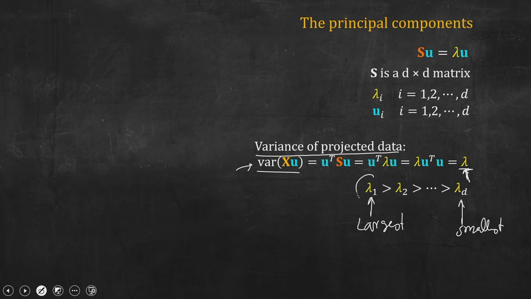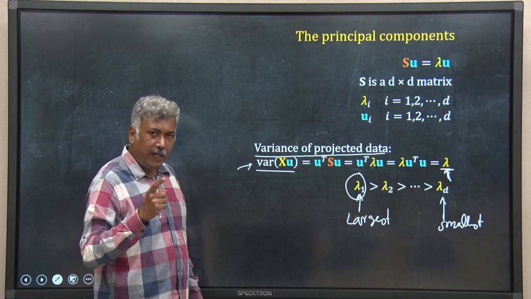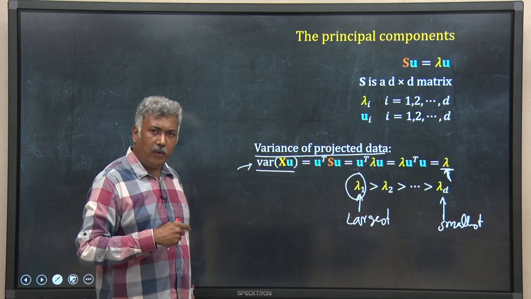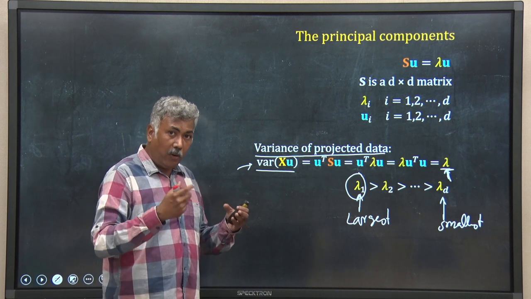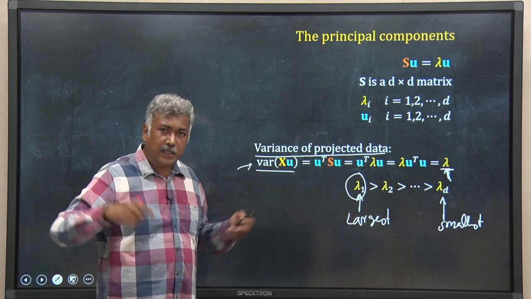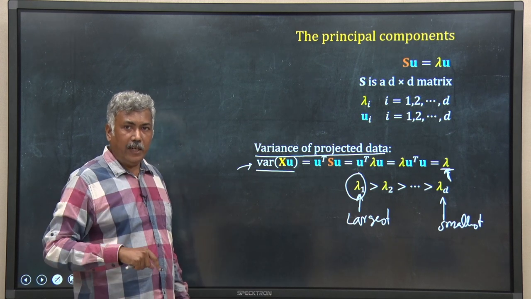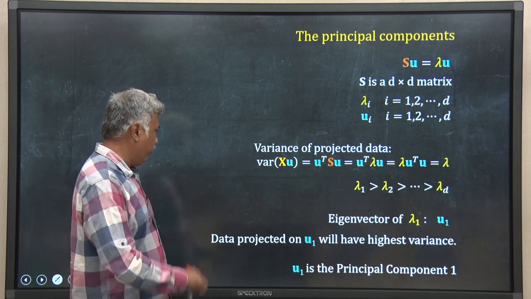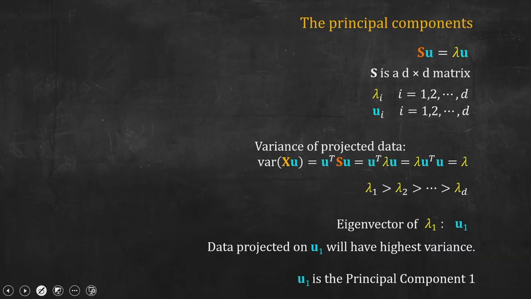So, if this is the largest one, that means the eigenvector u 1 corresponding to this lambda 1 must be a vector on which, if I project my data, the variance of the projected data will be highest. So, I will call that eigenvector u 1 my principal component 1, because when the data is projected on u 1, we will have the highest variance of that projected data.